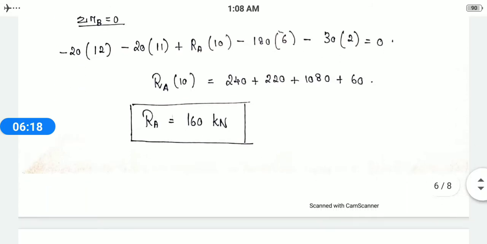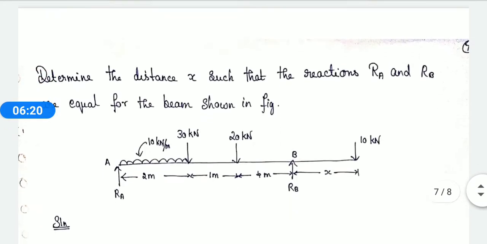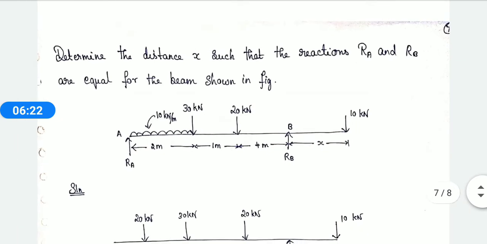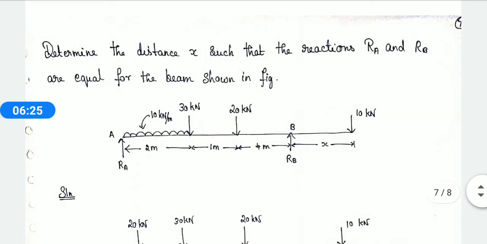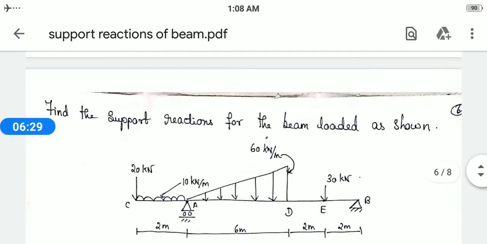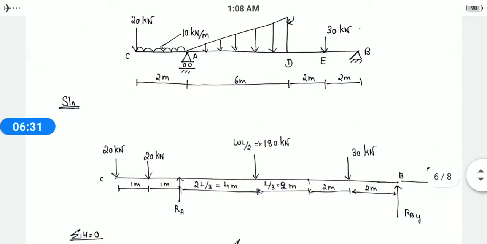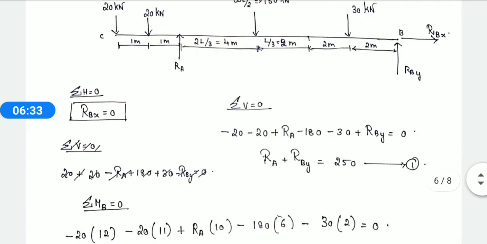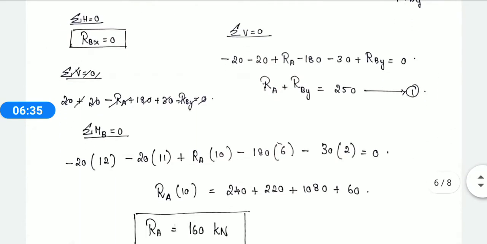Okay. So we'll move to the next problem. I hope you all understood the previous problem. That is only the reactions we have to calculate. All the reactions we have to calculate. I had forgotten to calculate the RBY. You also calculate that RBY. Okay, RBX, RA and RBY are the reactions.